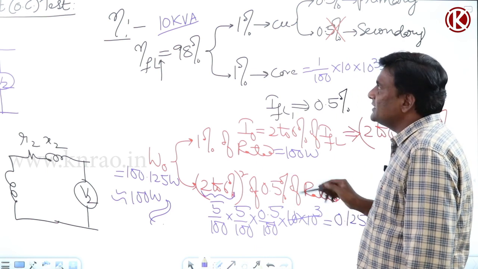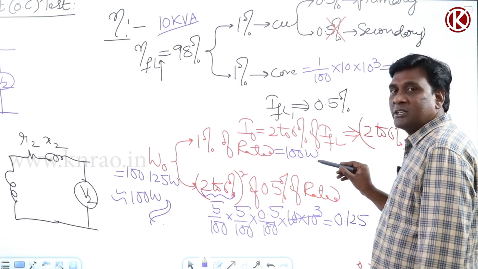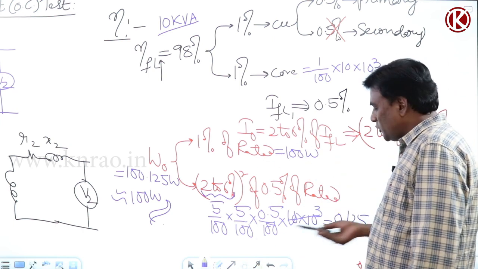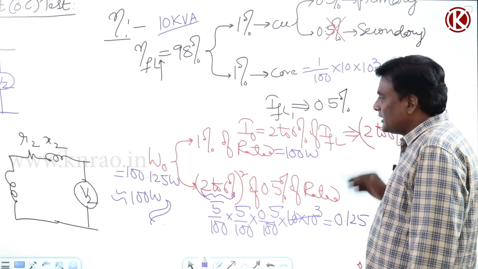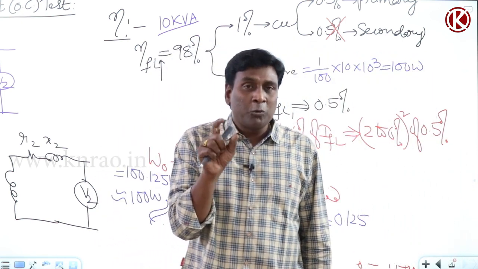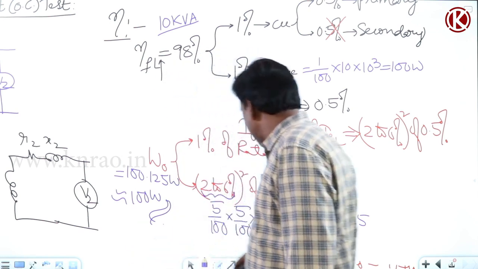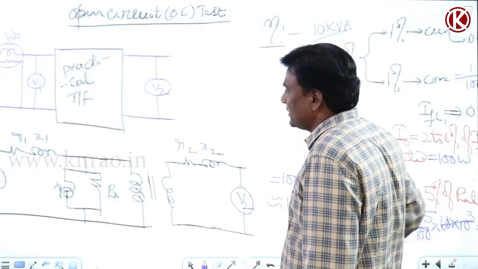As per the percentages, if I assume a 10 kVA machine, 100 watt is going to be the 1% core loss and 0.125 watt is going to be the copper loss. 100.125 can be assumed as 100 watt, meaning the extra 0.125 is negligible. So what does it mean? What is my conclusion here?